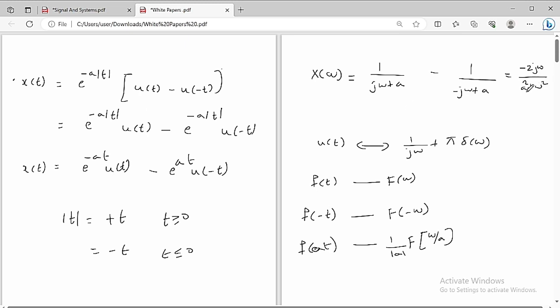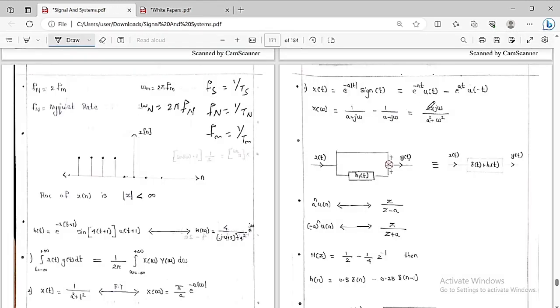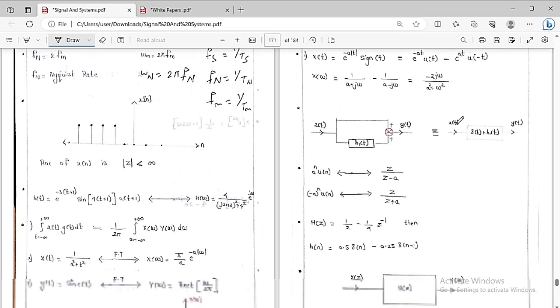So X of omega is equal to minus 2j omega by a square plus omega square. These things I have already explained. For e to the power of minus a t into u of t, the Fourier transform is 1 by a plus j omega, and for the minus t term it is as it is. So we plus t by minus t, and we get the Fourier transform as t plus omega by minus omega. If we simplify, we get minus 2j omega by a square plus omega square.